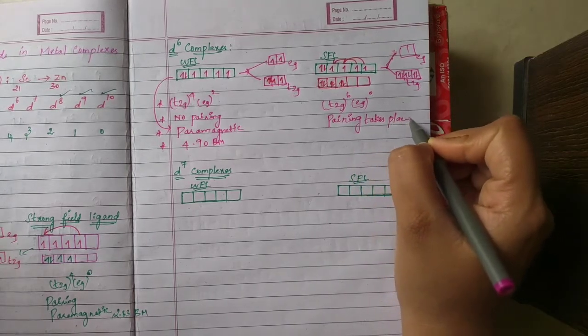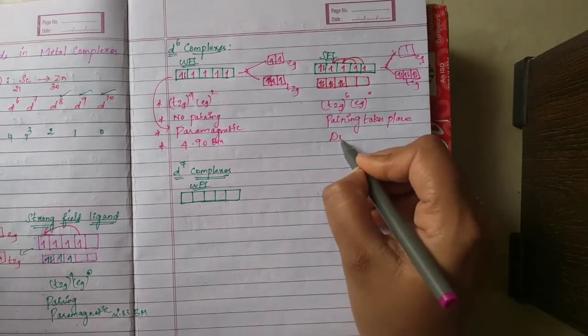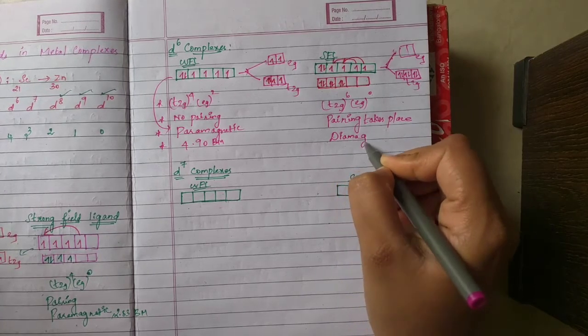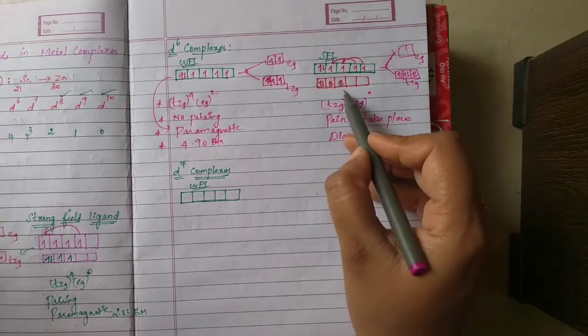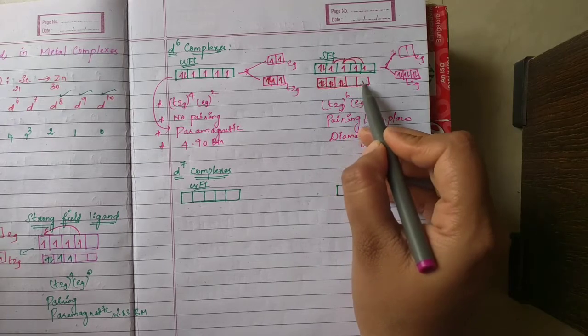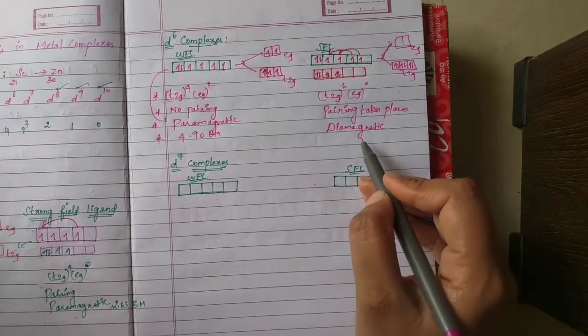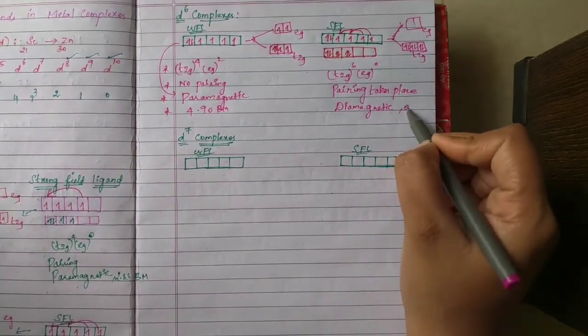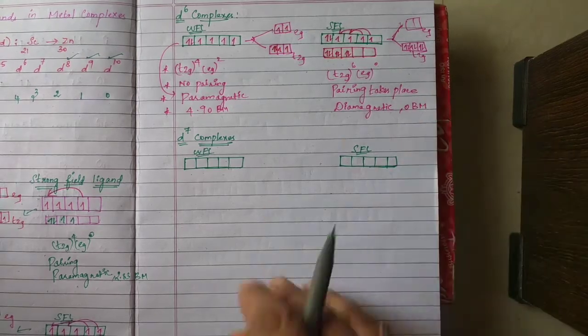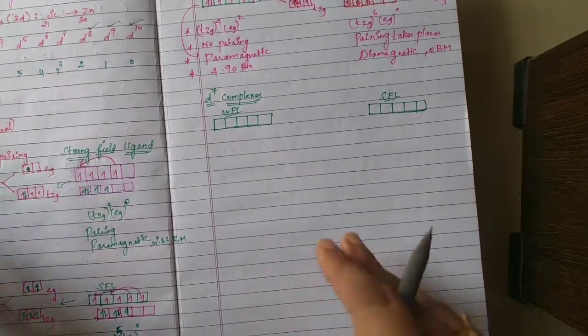Next, it leads to diamagnetic complexes because after pairing, see students, after pairing no unpaired electrons, so it is diamagnetic. The magnetic moment value is also 0. Okay, students. Next, for d7 complex.